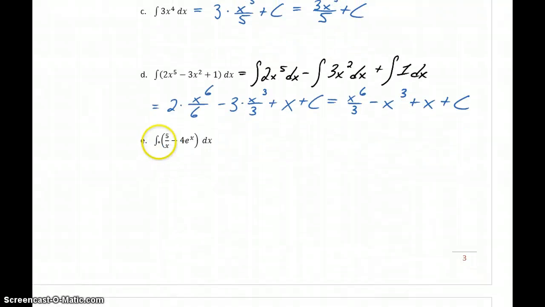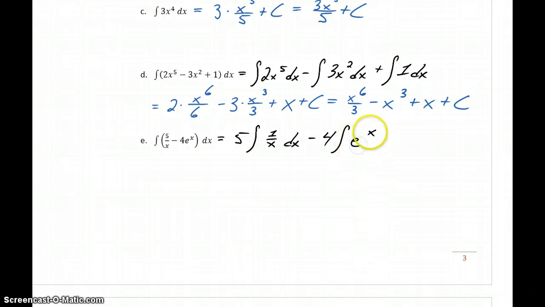In our last example, we have the integral of, again, the difference of two different terms here. In this case, I am going to go ahead and pull out these constants just since this is an example we haven't looked at just yet. So we could rewrite this as 5 times the integral of 1 over x dx minus 4 times the integral of e to the x dx.